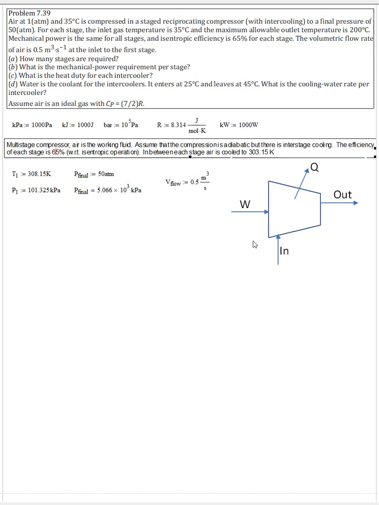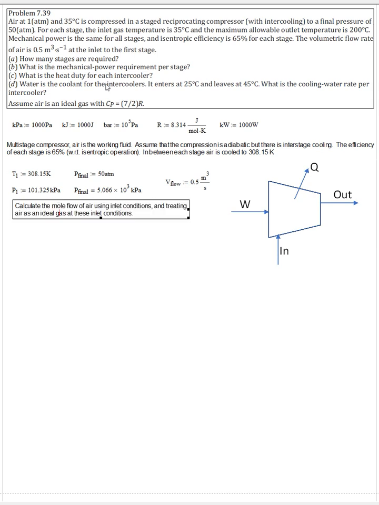The efficiency of each stage is 65% with respect to isentropic operation, and again, in between each stage we go back down to 35 degrees C, which is 308 Kelvin. Sorry, I wrote 303 before; that's a mistake. That should be 308 Kelvin. All right, so I've got my entering information. I've got my final information, 50 atmospheres or 5,000 kilopascals. That's pretty high.